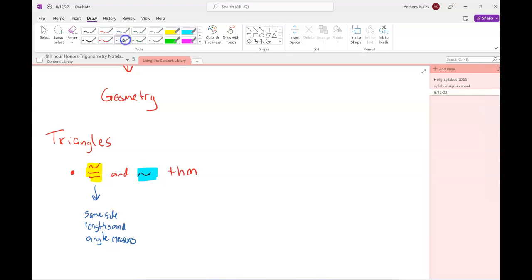This one was similarity. What does it mean for two figures to be similar? Okay, the angles have the same measure, but what about the sides? Different, but still we would say, I'll call that proportional. Say proportional side lengths.